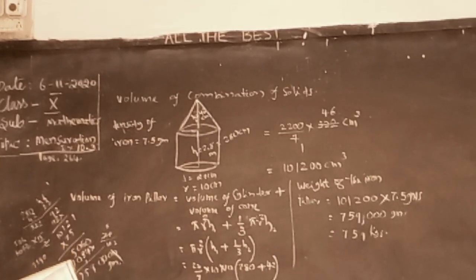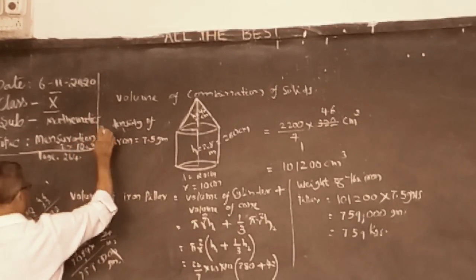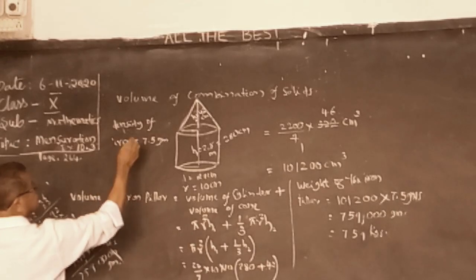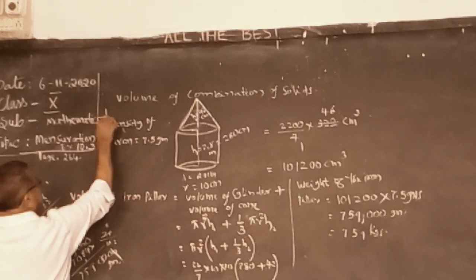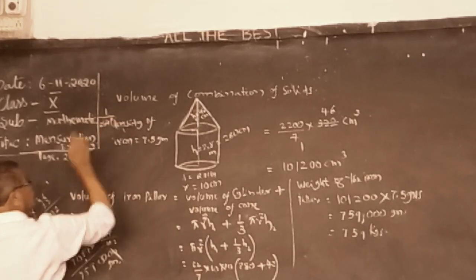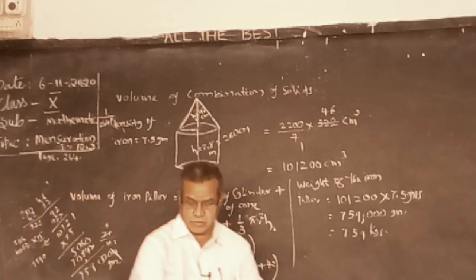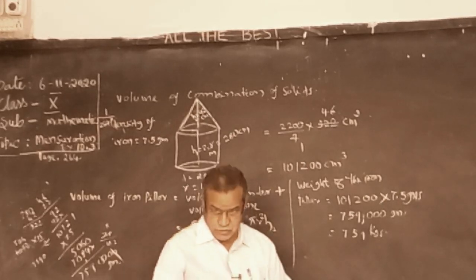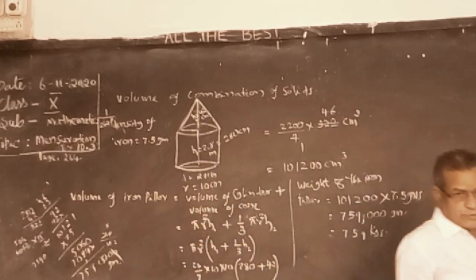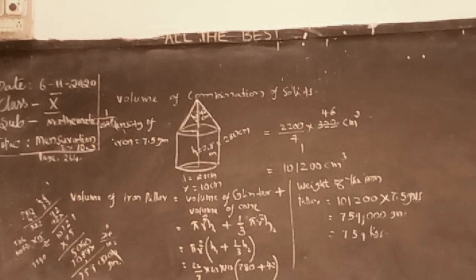Second question. This is the first question, page number 264. Note down. If any multiplication goes wrong, finding the product, you please rectify.